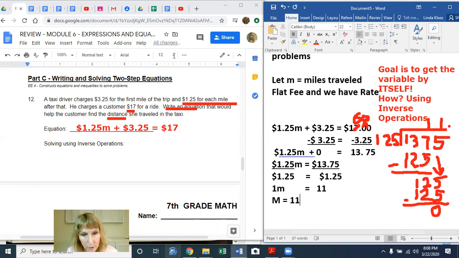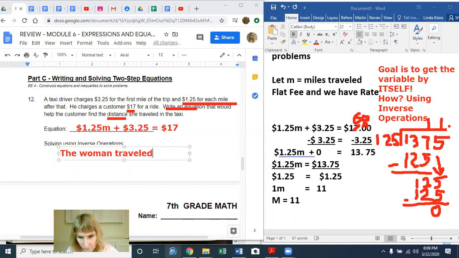So now we can put our answer over here. What is the 11 representing? We go back up to here where we said let M equal miles traveled. We can understand that the woman traveled 11 miles in the taxi. Correct? Yeah, that's the answer.